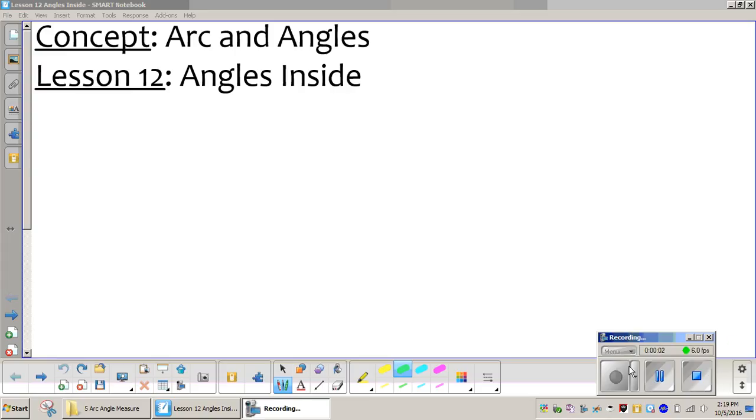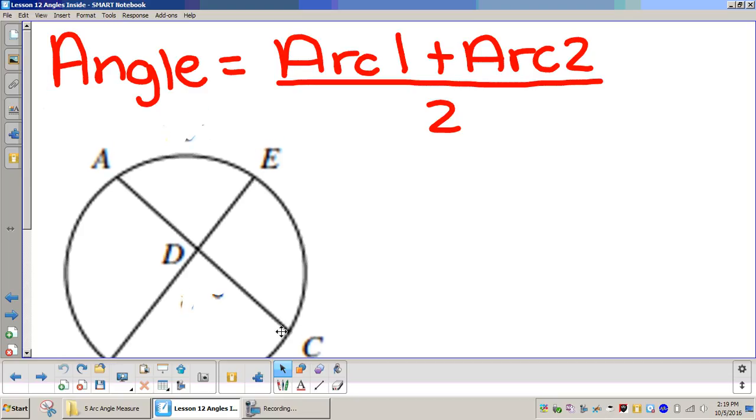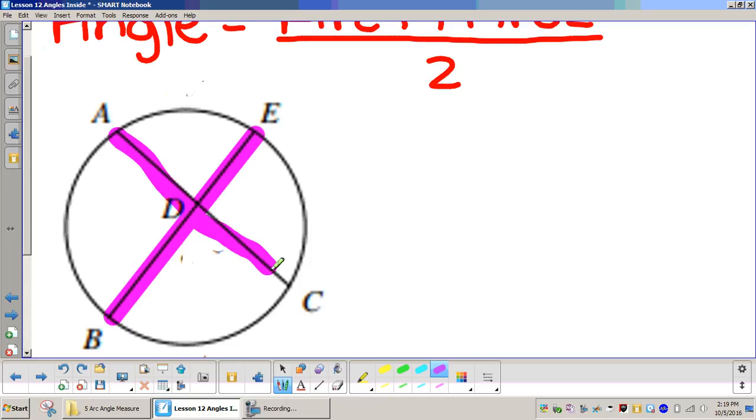Today we're going to be talking more about segments and angles inside of circles. Here I have a circle and it has two different types of segments than we've seen before. They're called chords. Chords are segments that are inside of the circle and have endpoints on the circle, so they're completely in the circle. There's one chord and there's another chord.